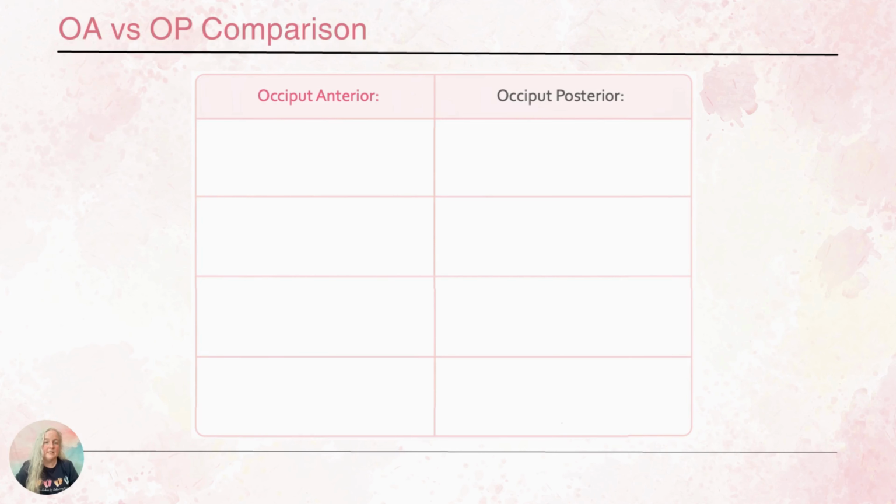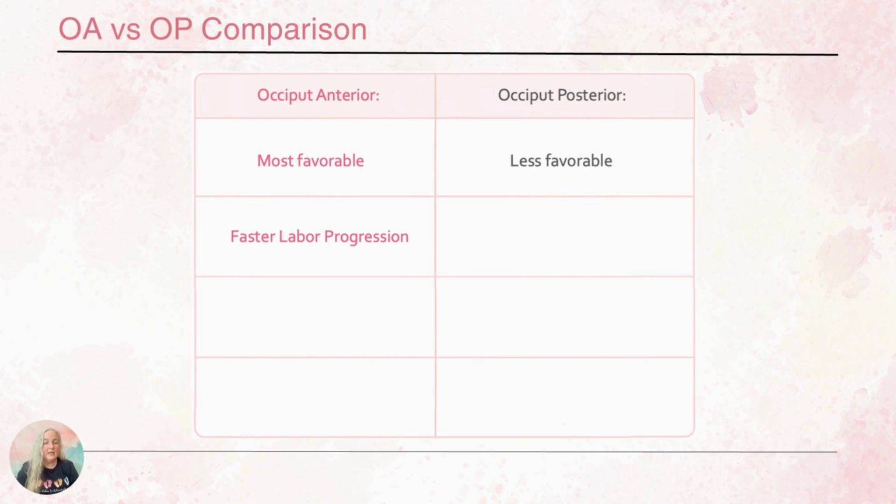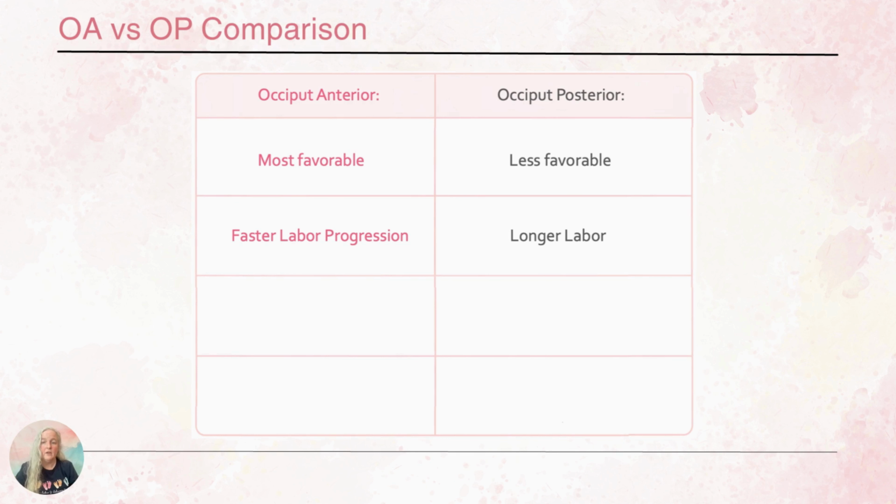So if we look at a comparison of these two side by side, occiput anterior is the most favorable and the best position for vaginal delivery. Occiput posterior is less favorable and an increased risk of requiring assisted delivery by vacuum or forceps or even a cesarean birth. Occiput anterior allows for faster labor progression because we can have stronger, more effective contractions, faster cervical dilation, and more efficient pushing. Occiput posterior has a longer labor, mostly because of increased maternal fatigue with the increased discomfort and the slow descent.